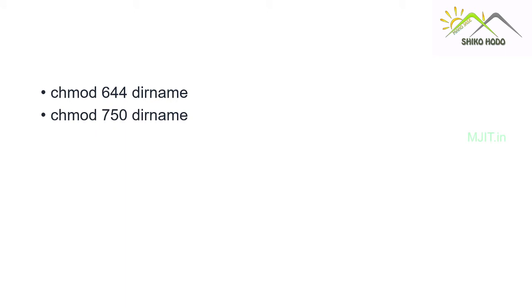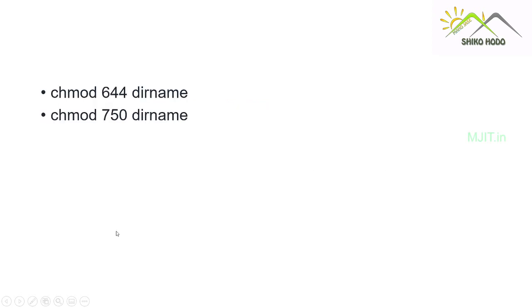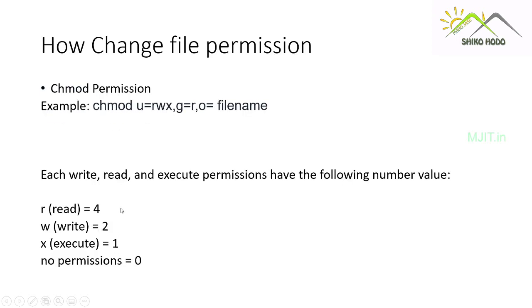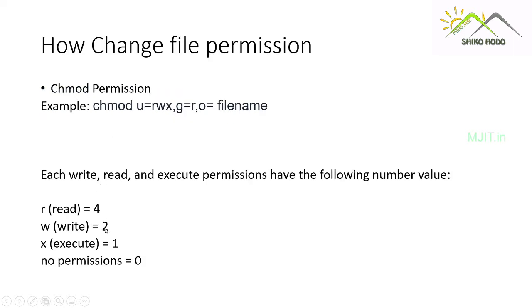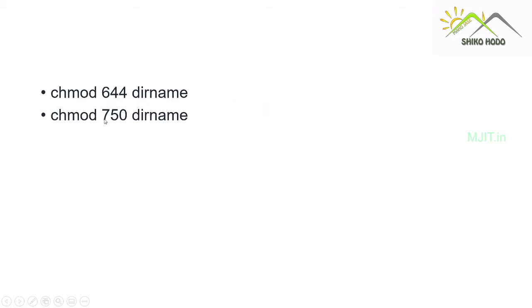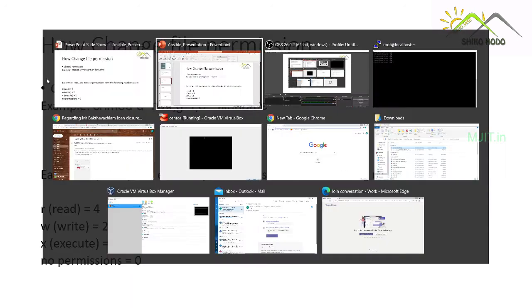Let's see an example. For example, chmod 644 and then your directory name, or 6750. If you get 6, that is 4 plus 2, so 6 means read and write permission for the user. Then 4 means read-only permission for the group, and again for others it is also read-only permission. Here 7 is read, write, execute: 4 plus 2 plus 1 equals 7, which means 7 represents read, write, execute for the user. And then 5 for the group. 5 means read and execute, without write permission. Then comes your directory name. Let's move to the hands-on.